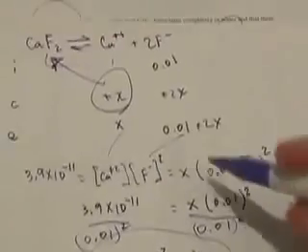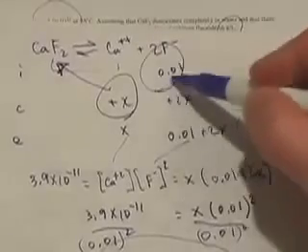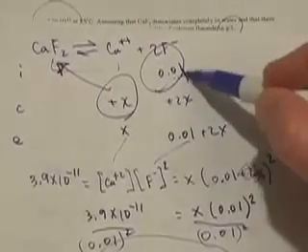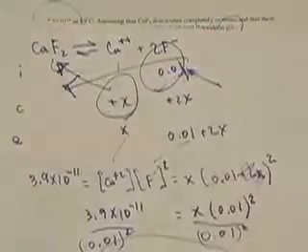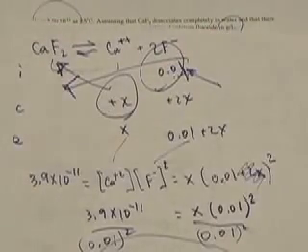Well, remember, it's because we have some fluoride ion already in the solution, which shoves the equilibrium back to the left and therefore allows less of it to dissolve. This is an example of the common ion effect in solubility.